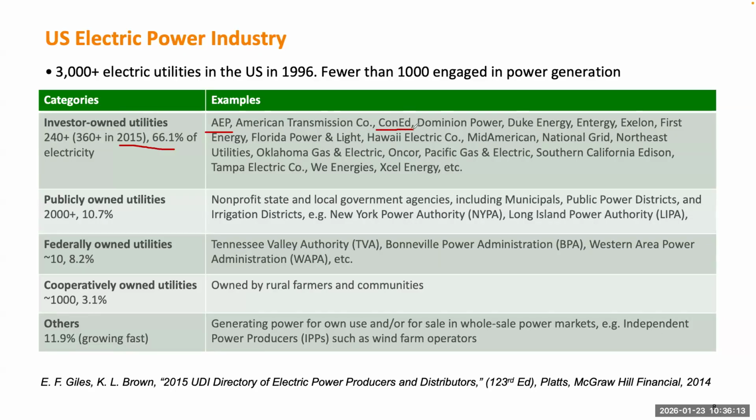Consolidated Edison is the power company operating in the New York City region. Dominion Power is the power company pretty much operating in Virginia. Duke Energy is in places such as North Carolina. Entergy is in Mississippi or Louisiana. First Energy is actually in the area close to the north, near the border of Canada.